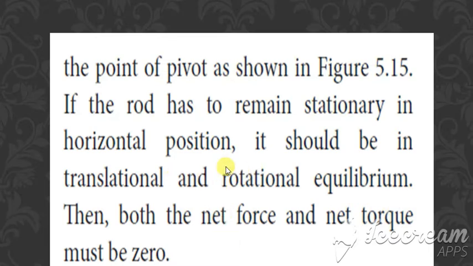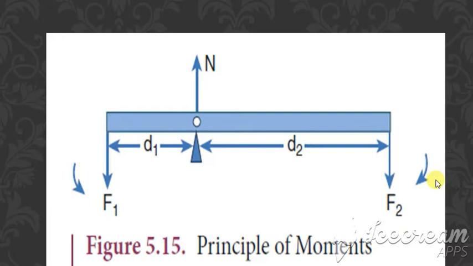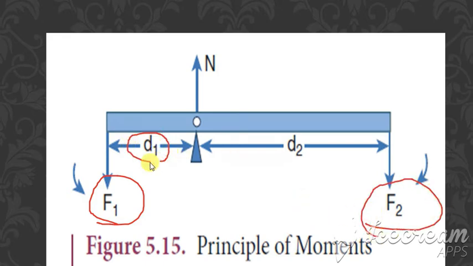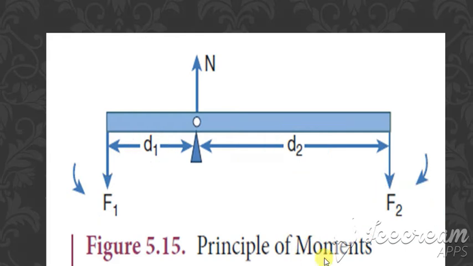So if it has to be in translational and rotational equilibrium, what happens? Net force and net torque become zero. This is the rod which we are considering, and this rod has forces F1 and F2, both acting in the same direction, with d1 and d2 as the distances, and it has a center force which is N.